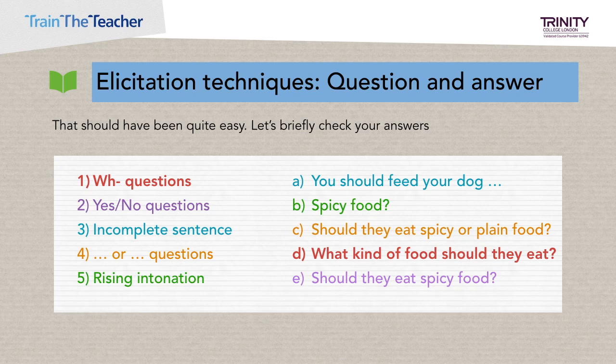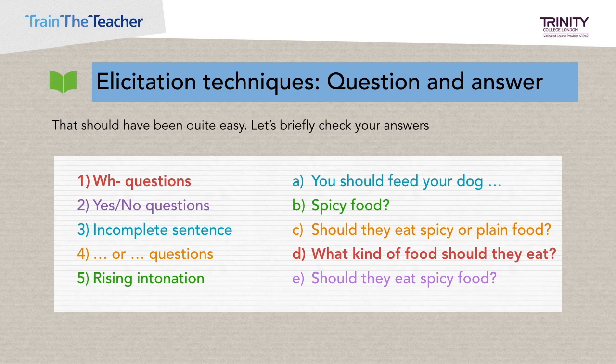So number 1, WH questions. The example was D. What kind of food should they eat? 2, yes/no questions. The answer was E. Should they eat spicy food? 3, incomplete sentence, meaning the learner completes the sentence for you. The answer was A. You should feed your dog. 4, either/or questions. The answer here was C. Should they eat spicy or plain food? 5, rising intonation. Spicy food?